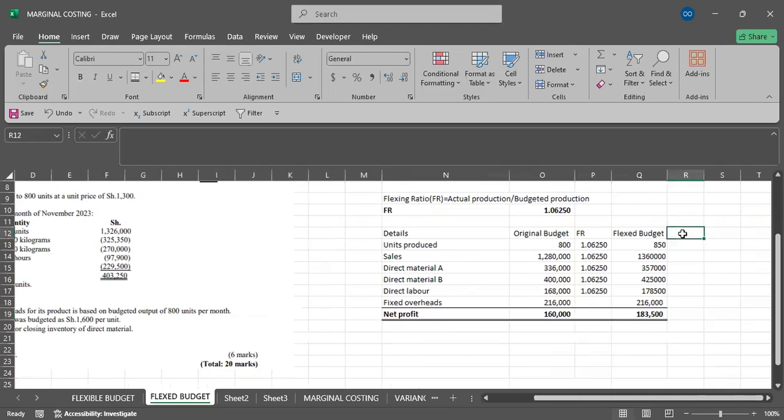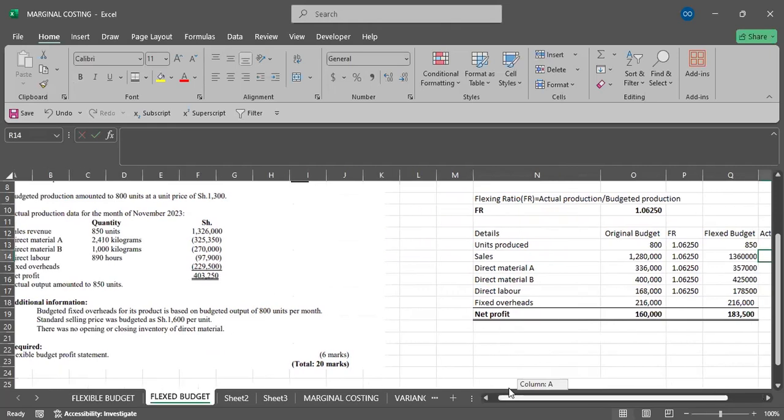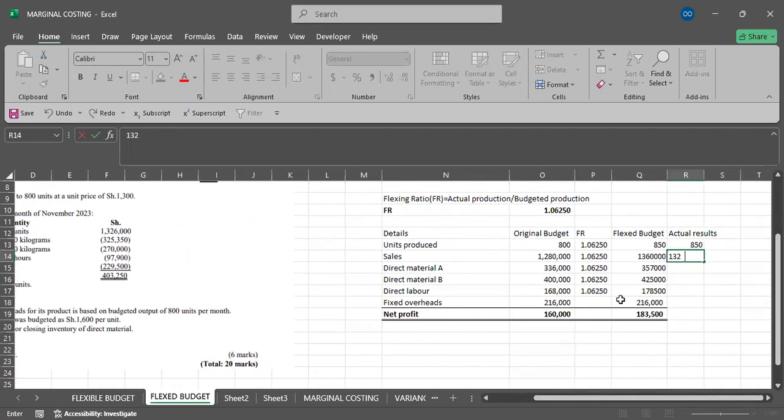Good. And once you do that, you now go to actual results. How many units were actually produced? 850, right? What was the revenue? The revenue is 1,326,000. How much was incurred for material A? 325,350, right? How about material B? 270,000. How about labor? 97,900. And fixed production overheads, 229,500. That is what we have.